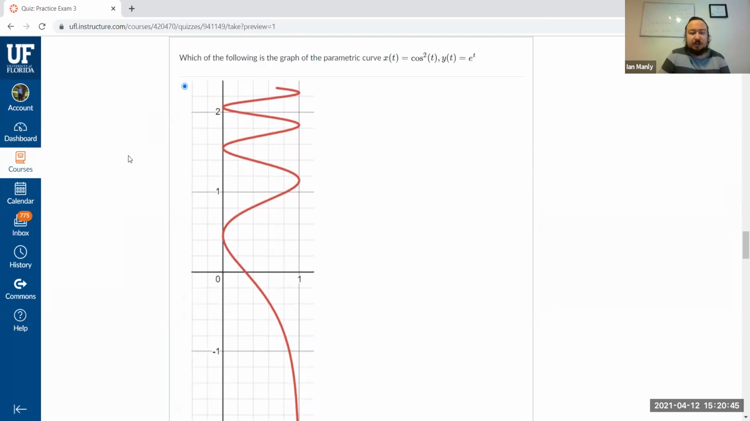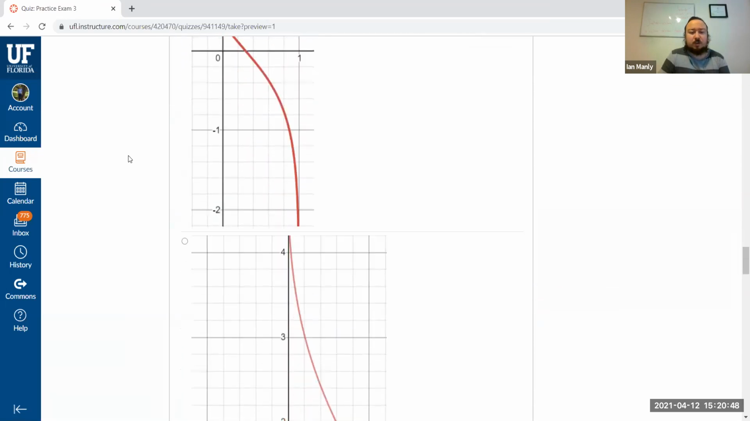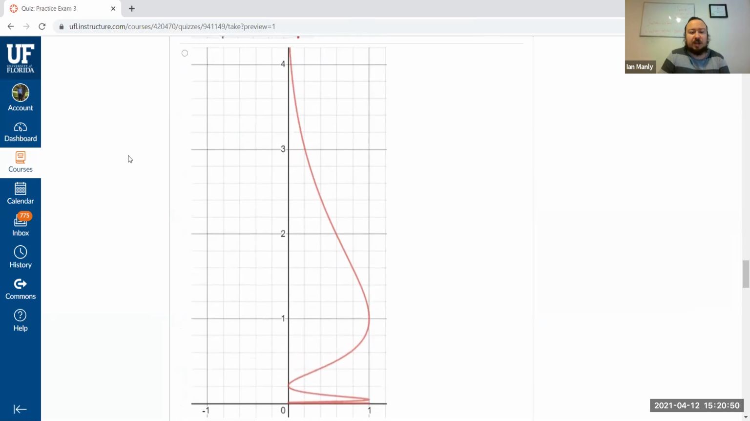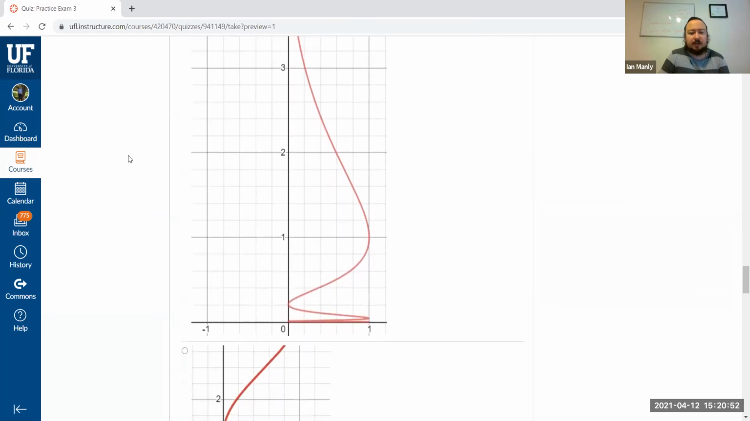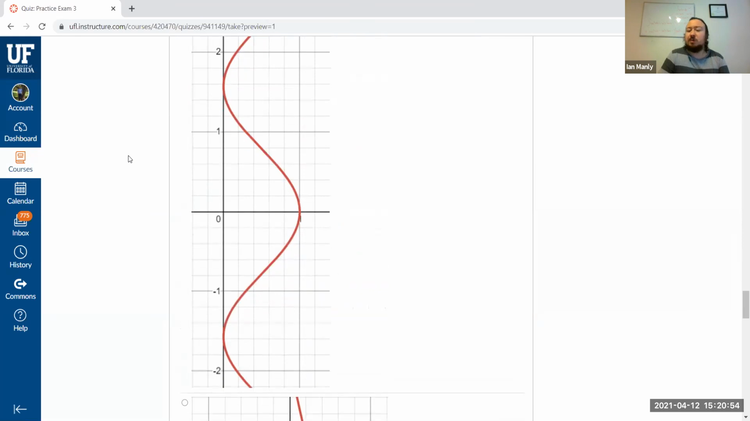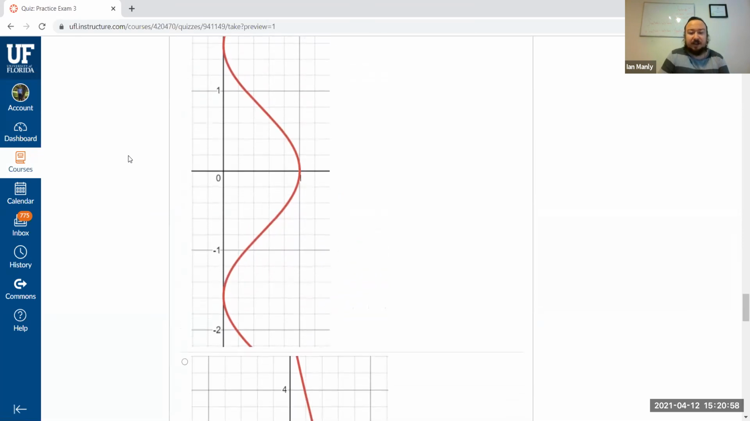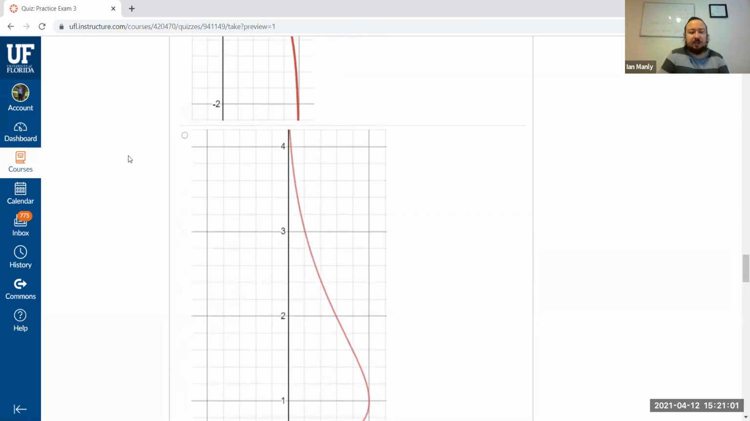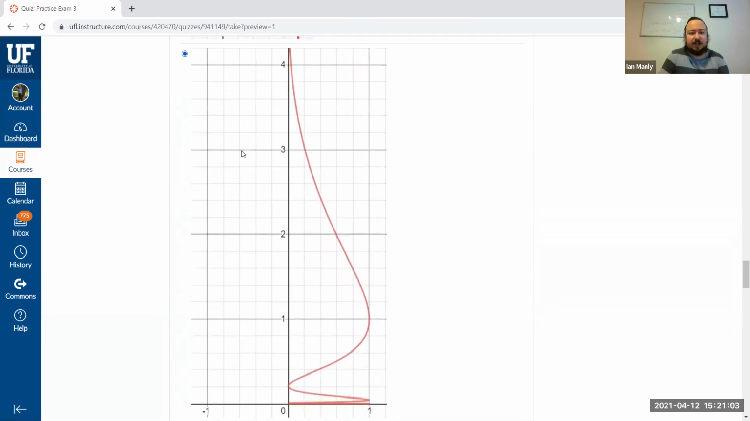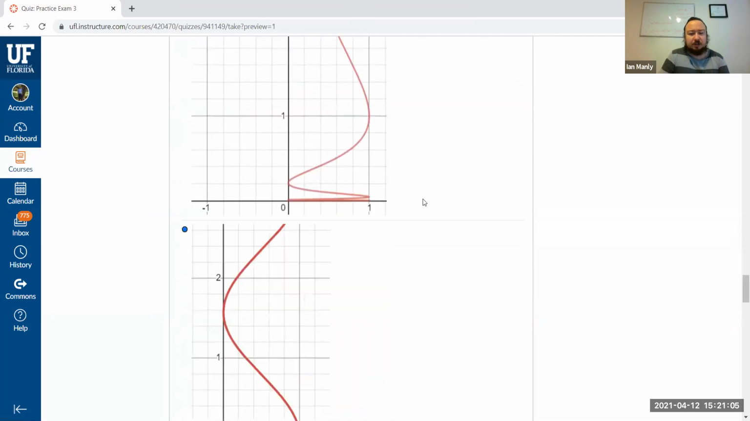So let's see. Yeah, this one's definitely not going to work anymore. This one could be it because we have positive y's. And then this one's definitely not going to work either because we have negative y's here. So by process of elimination, that means that this graph right here is our only possible choice.